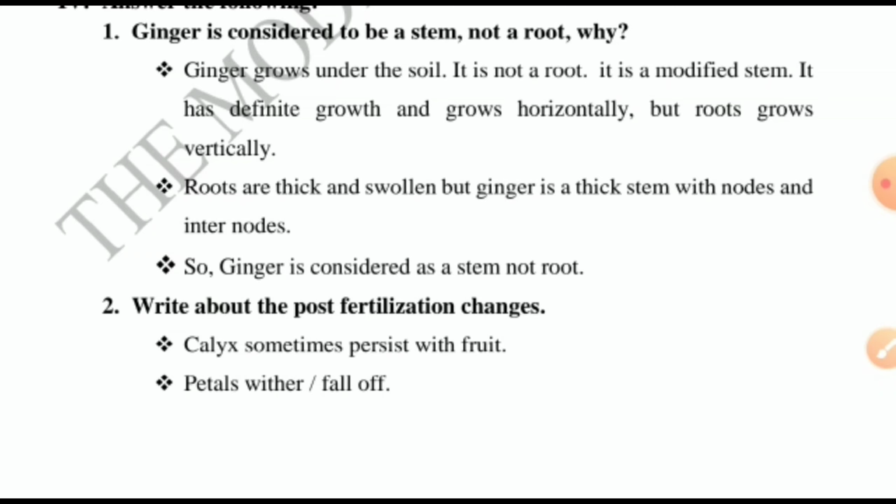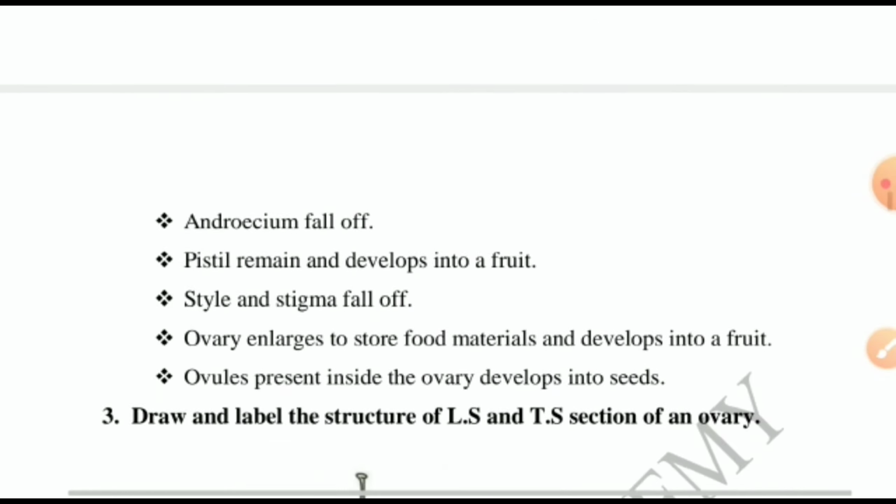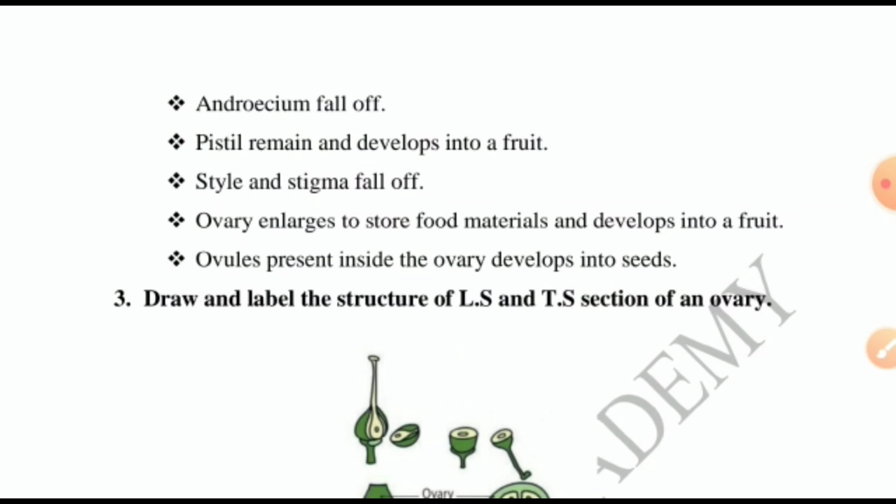Write about the post-fertilization changes. Calyx sometimes persists with the fruit. Petals wither or fall off. Androecium falls off. Pistil remains and develops into a fruit. Style and stigma fall off. The ovary enlarges to store food materials and develops into a fruit. Ovules present inside the ovary develop into seeds.